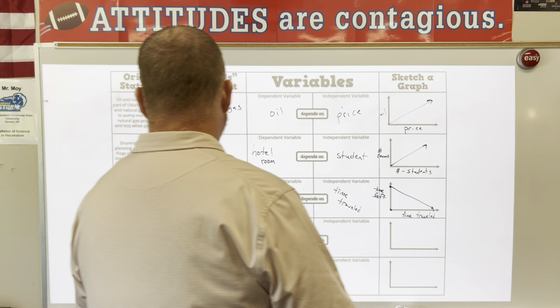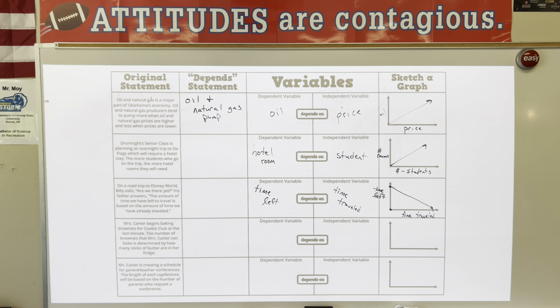All right, here we go. Mrs. Carter begins baking brownies for Cookie Club at the last minute. The number of brownies that Mrs. Carter can bake is determined by how many sticks of butter are in her fridge. What are the two things we're talking about?